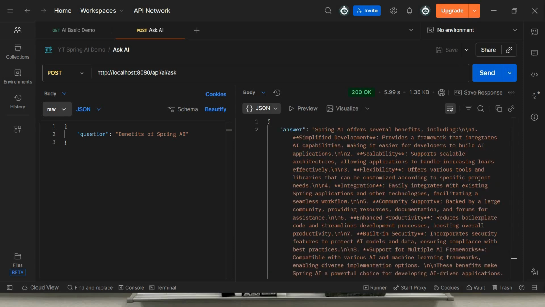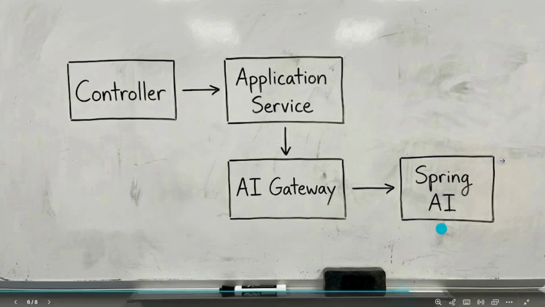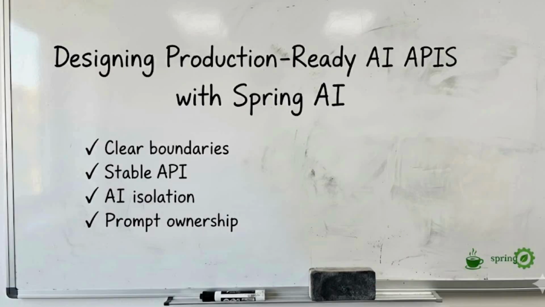Even after all these changes, the API still works, but the structure is now much cleaner and future proof. This is what production readiness looks like. Not more code, but better structure.